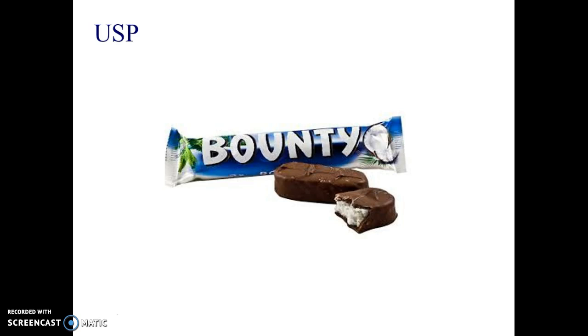So if we look at a few examples here, Bounty, as far as I know, is the only mass market chocolate bar that has coconut in it, and that you can readily buy from a newsagent. So that would be a unique selling point for it. It makes it stand out from the competition as well. It's product differentiation in there.